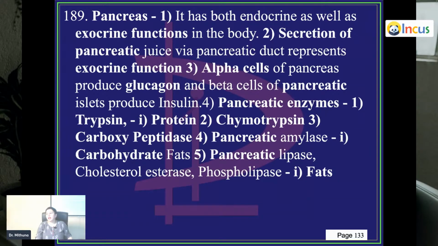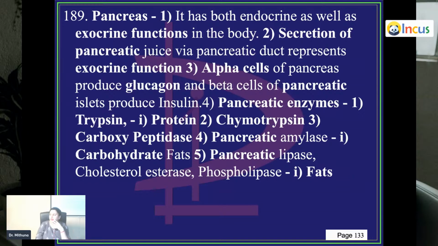It has both endocrine as well as exocrine functions. Okay, so secretion of pancreas. We're coming to pancreas. I'll show you a picture of how the pancreas looks. It's a leaf-like organ. Okay, it's just below the stomach, just below the greater curvature of the stomach. It has both endocrine and exocrine functions. Secretion of pancreatic juice occurs via the pancreatic duct, which represents the exocrine. So, secretion of pancreatic juice for digestion purpose is the exocrine function.